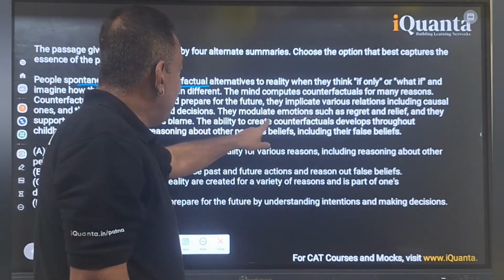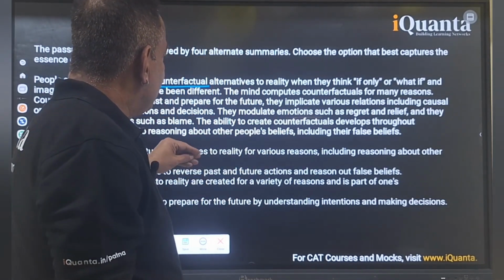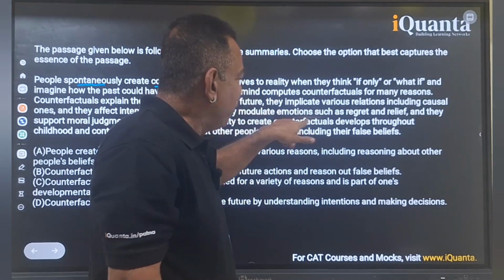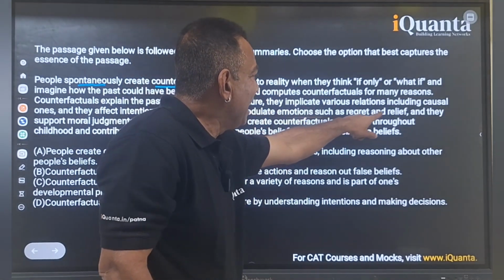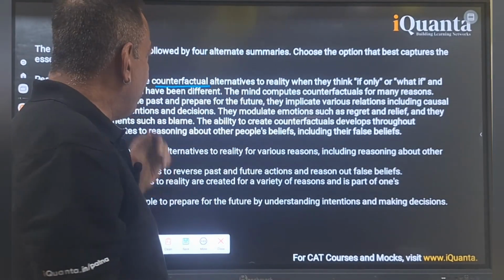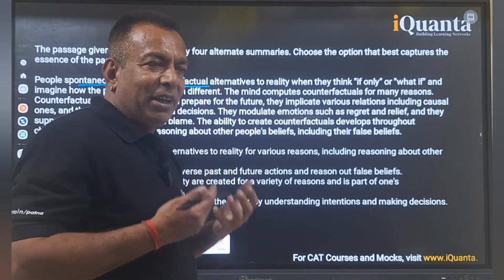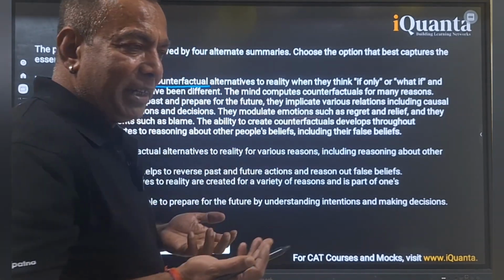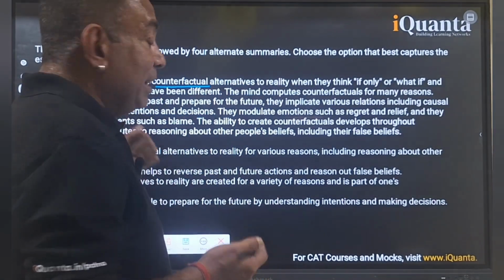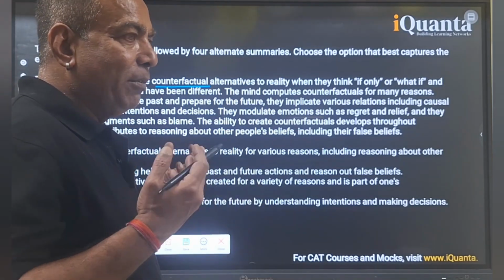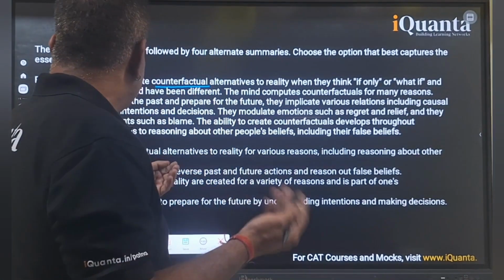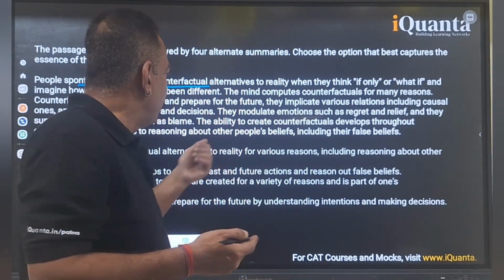Now they modulate emotions. That means they control the emotions and they relate that person to those emotions, such as regret and relief, and they support moral judgment, such as blame. So here, basically, they are carrying those emotions that provide certain outcomes, like regret and relief, and then they support the moral judgment, that internally, morally, what you do, who you blame, that judgment is yours, such as blame, whom you blame.